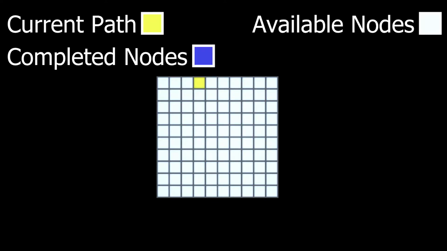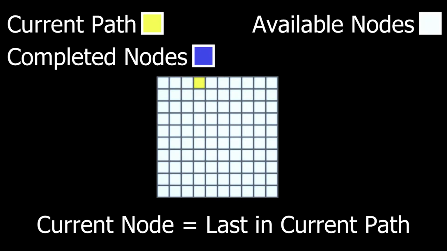So how is this implemented? We have two lists, a current path and a completed nodes list. The current path is represented by yellow, the completed nodes list is represented by blue, and the available nodes, meaning that a node isn't in either list, is represented by white. We pick a random starting node and add it to the current path.